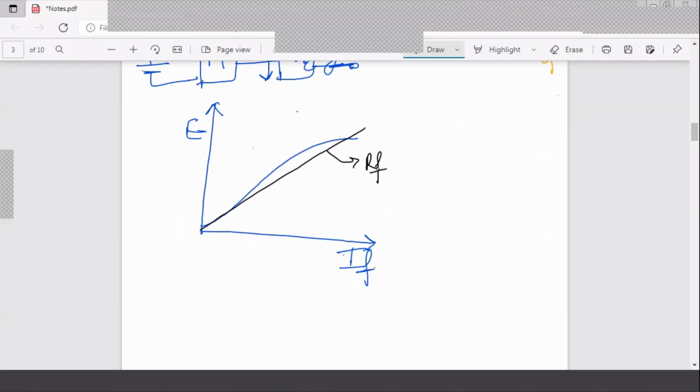Now what happens at this point? At this point, this line is cutting the characteristics. So this point is known as your induced EMF, the total induced EMF E.